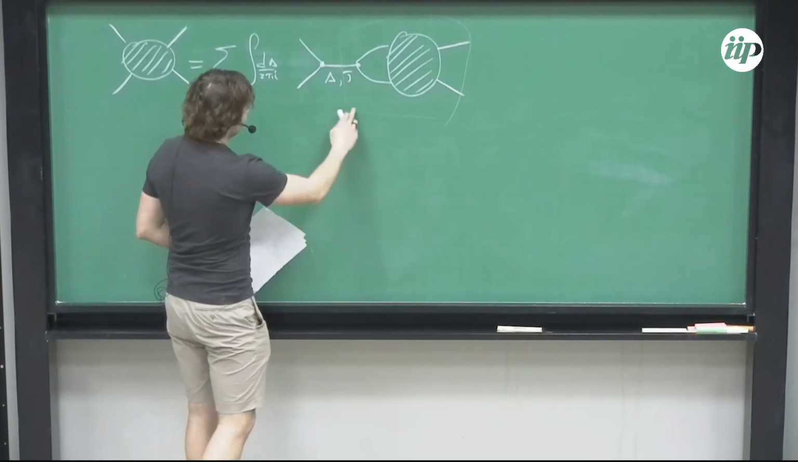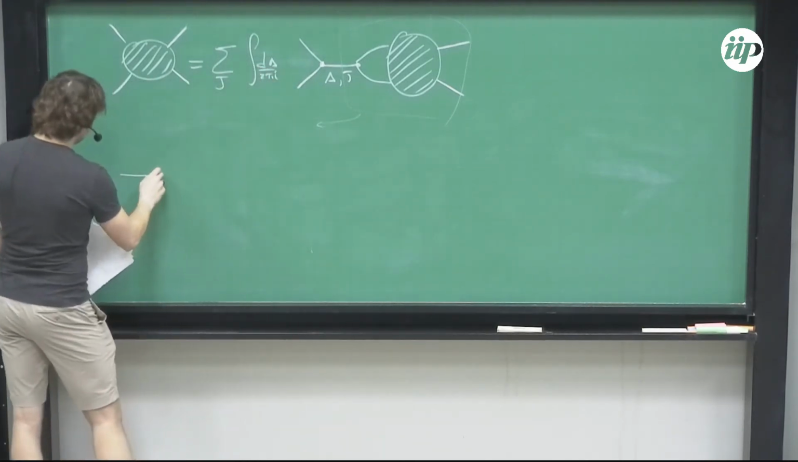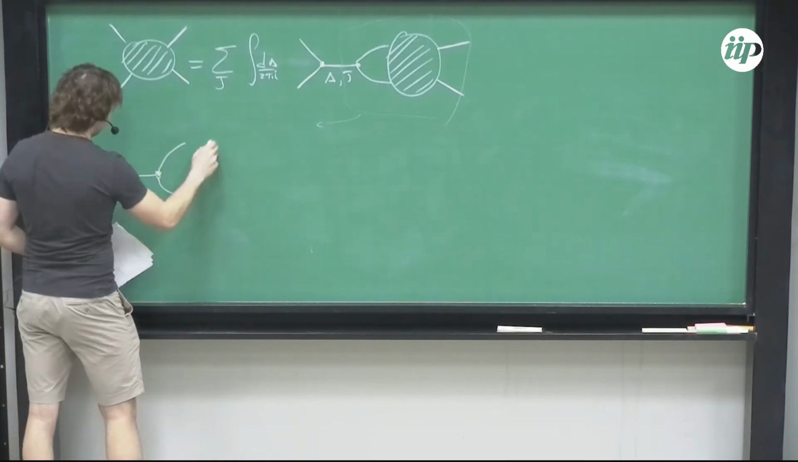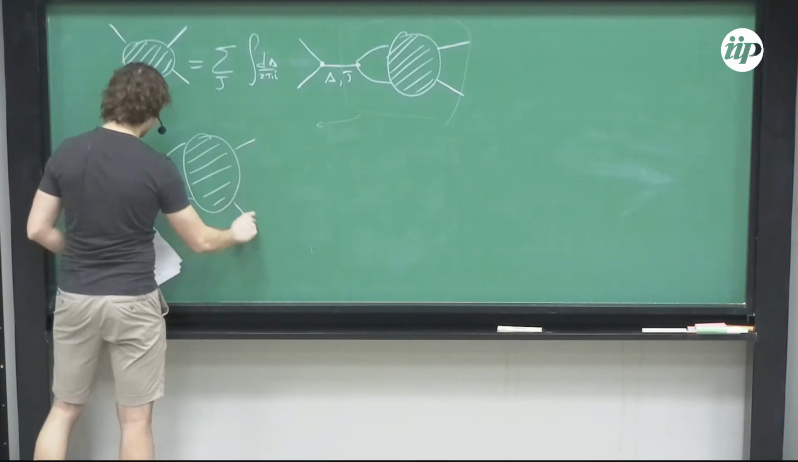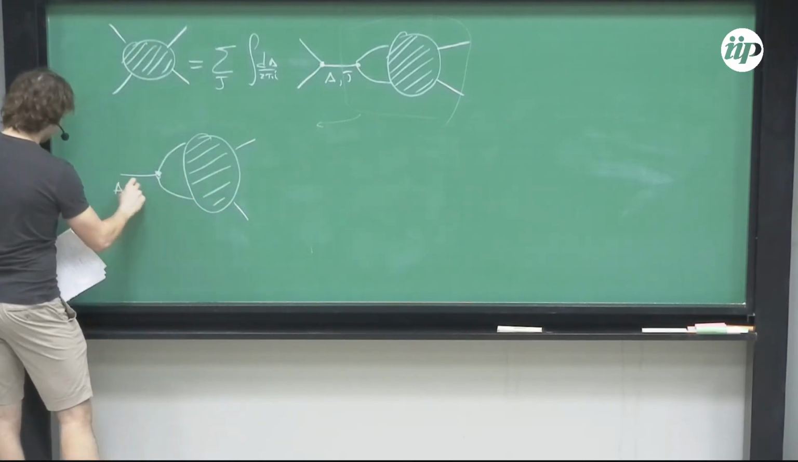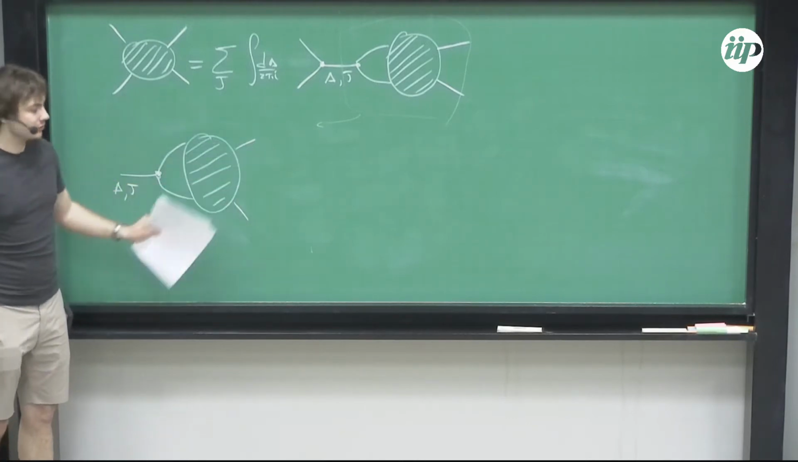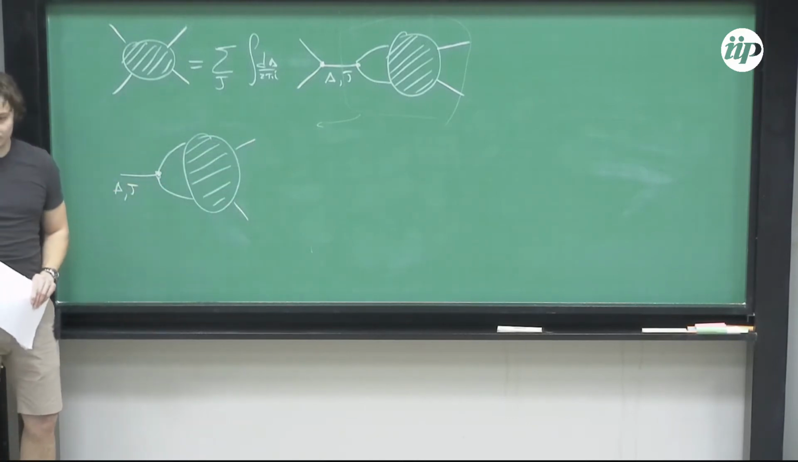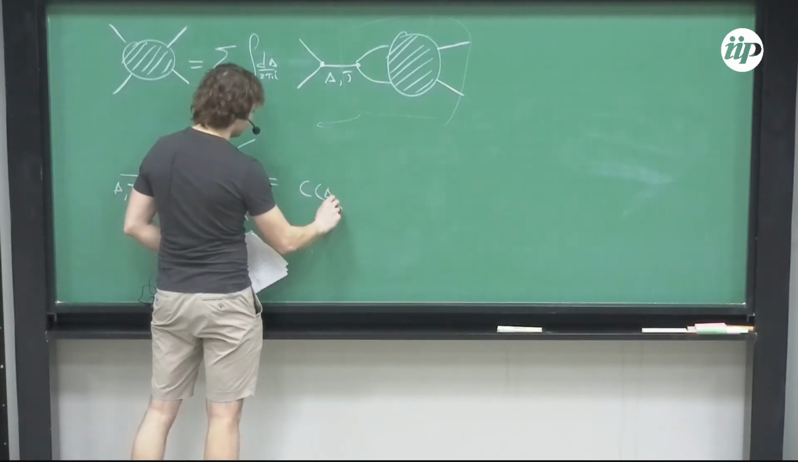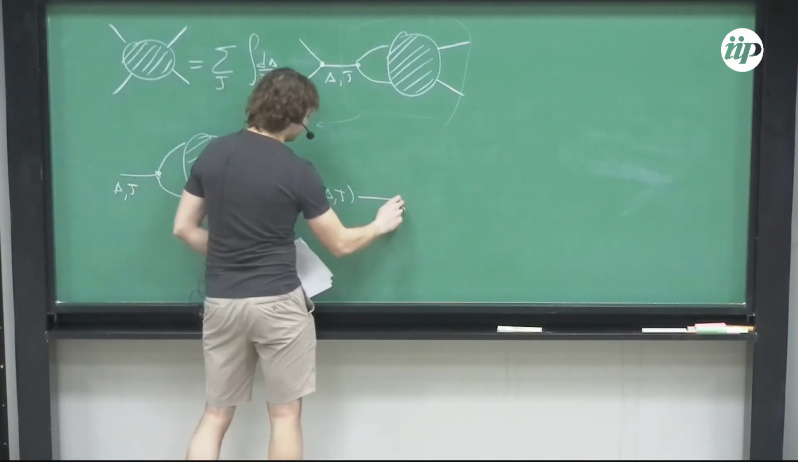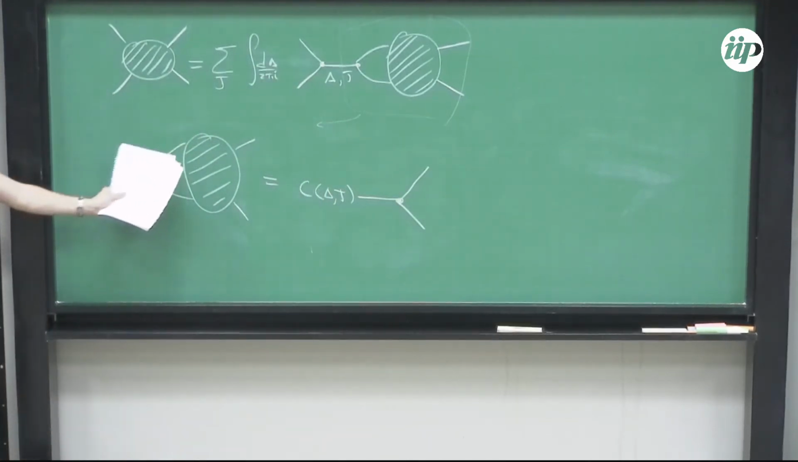And let me study this object first. So there's some diagram of this form. And you can see that if you just look at it from the outside, it has only 3 legs. So it must be proportional to some conformally invariant 3-point tensor structure. So I can write this as some coefficient C delta J times the standard conformally invariant expression for the quantum numbers that the external legs have.